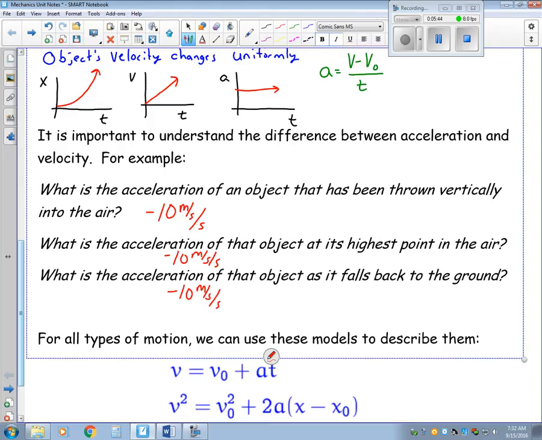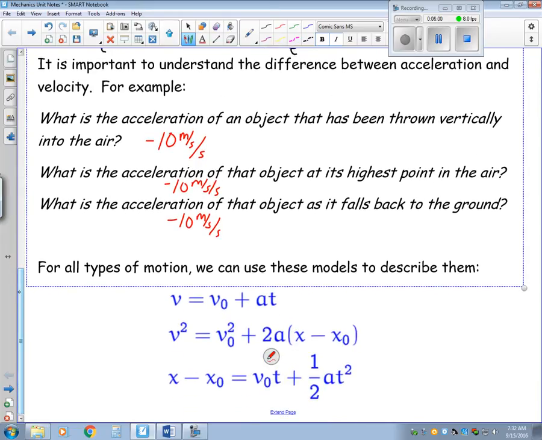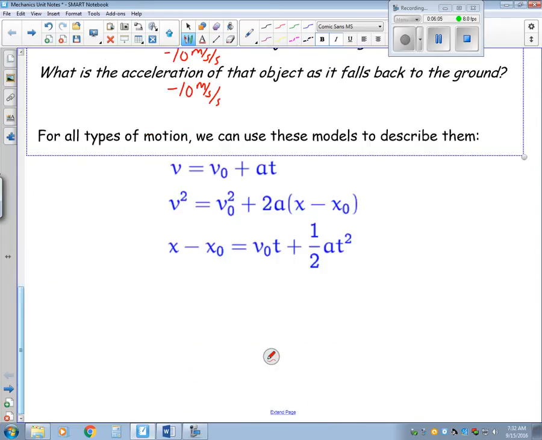Yes, the object will get faster as it falls, but it's falling in a negative direction. So it has a negative acceleration. And the acceleration is the same no matter where we look, as the object's being thrown up or falling back down. All right, now for all types of motion, we can use these models to help us understand them.